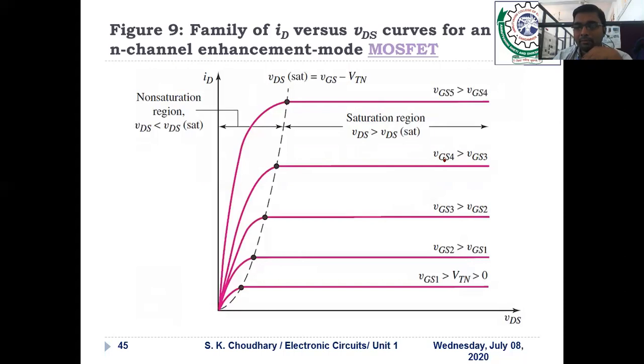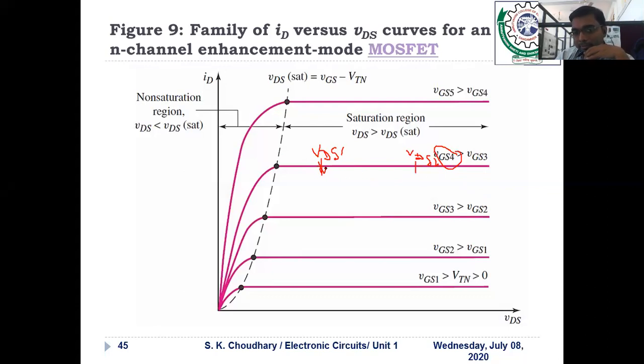So suppose we have to take the VGS value as VGS4 like this. Okay, so what is the formula of the drain resistance? Change in the drain to source voltage. So suppose this is your VDS2 and this is your point where VDS is VDS1. So we have to find out delta VDS, meaning delta VDS2 minus VDS1, upon delta ID.